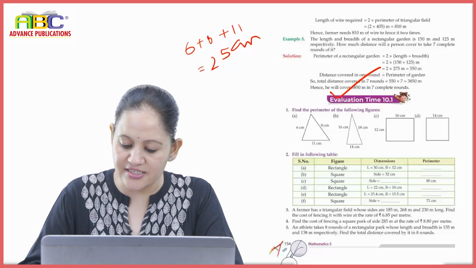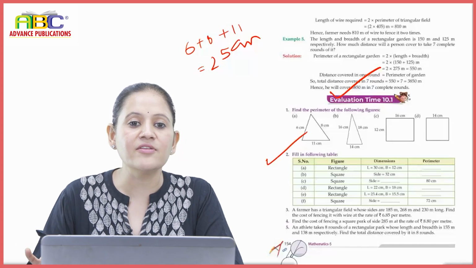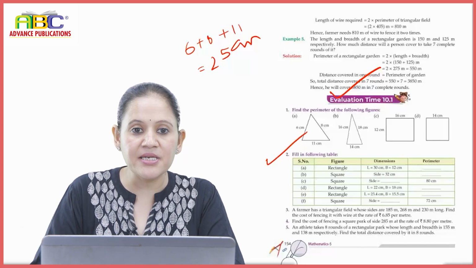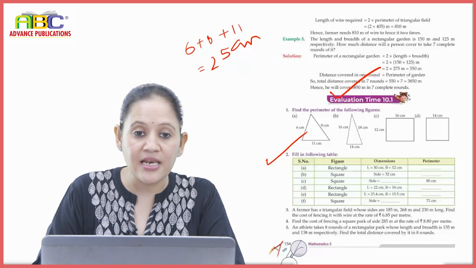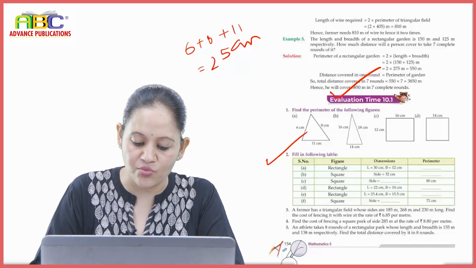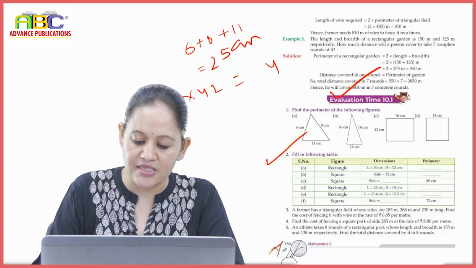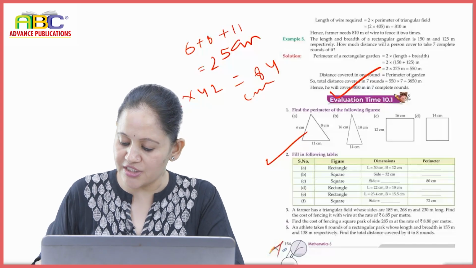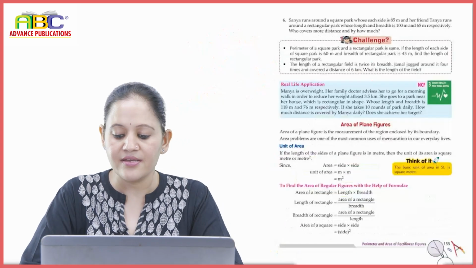Next, fill the table. Here for the rectangle we are given length and breadth. So perimeter is 2 into L plus B. Length is 30 and breadth is 12. 30 plus 12, 42. 84 centimeter. Clear? Practice all the questions of this exercise.